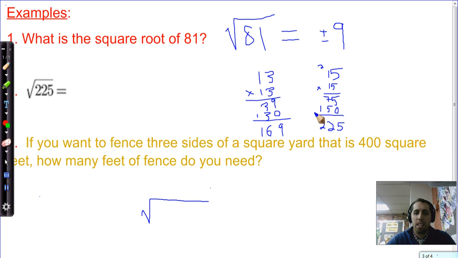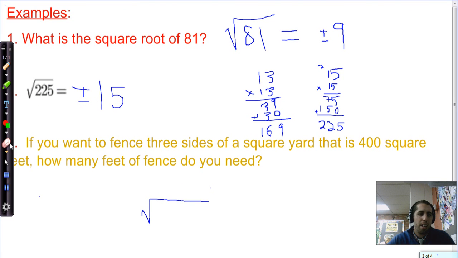Sorry, I expect you guys to show your work, so I need to show mine too. So we know that 15 times 15 would equal 225, so the square root of 225 would be positive or negative 15. That's the number that, when squared, equals the number inside the radical.